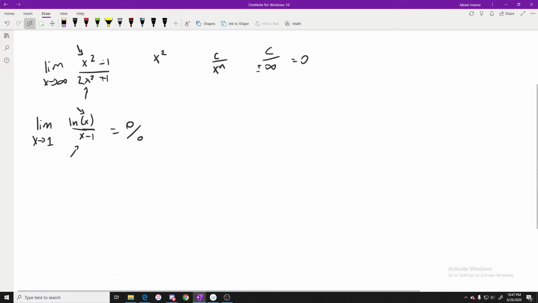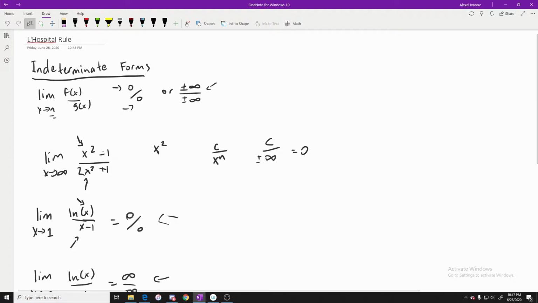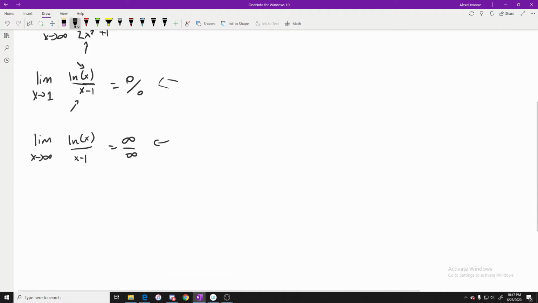And likewise, we can say the same thing about the limit at infinity. If we were to take the limit of this function at infinity, we would still get infinity over infinity, and there's not much we can do with these forms. So this is what L'Hospital's Rule is going to try and solve for us. We're going to start off by writing down the definition and then going over it.